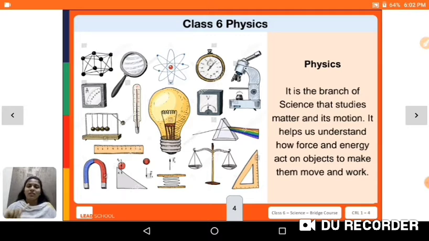So first part is physics. And what is physics? It is one branch of science. And second is what it studies. What is studied in that? The matter and the motions. And it helps us to understand how force and energy act on the object.